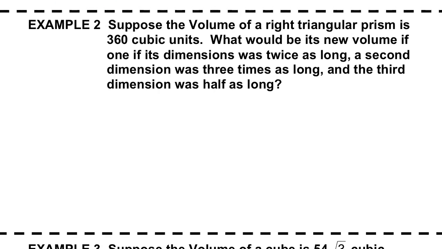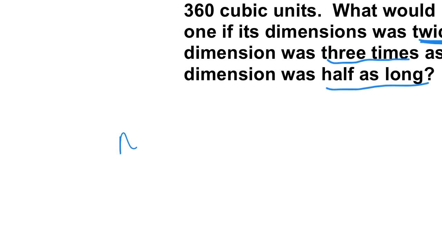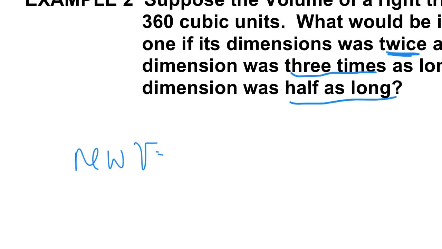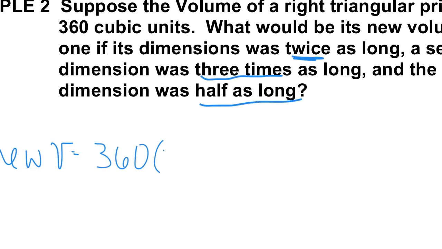It says, suppose the volume of a right triangular prism is 360 cubic units. So that's our original volume. What would its new volume be if one of its dimensions was twice as long, a second dimension was 3 times as long, and the third dimension is half as long? So we can figure this out pretty quick. I know that my new volume, and I'm basically going on what I had right up here, is equal to the original volume, 360, times my changes. Twice would be times 2, 3 times would be times 3, and half would be half.